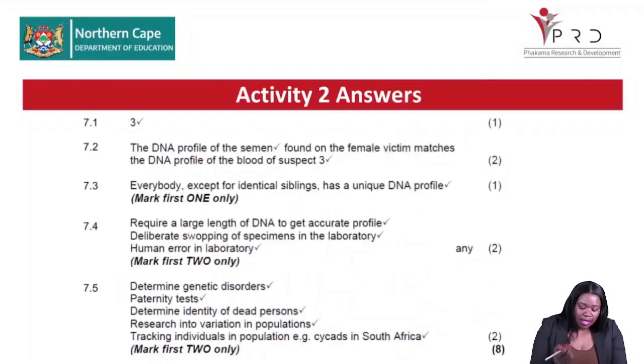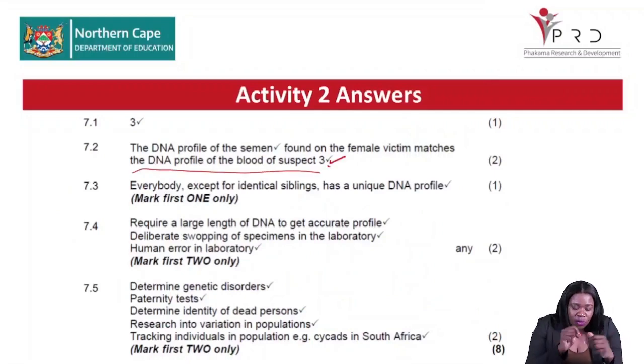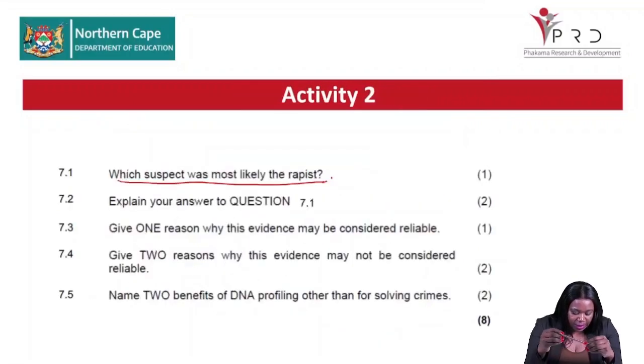So we can see that the DNA profile of the semen that was found on the female and the profile of the male, 3, are matching. Therefore, that is why we say that he is most likely the one who committed the rape. Right. And then 7.3 says, give one reason why this evidence may be considered reliable.